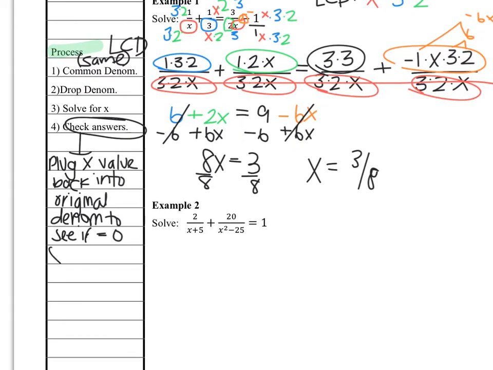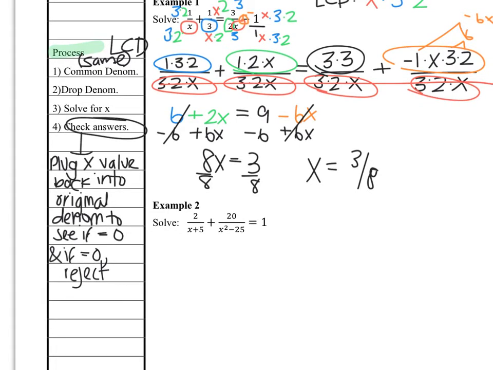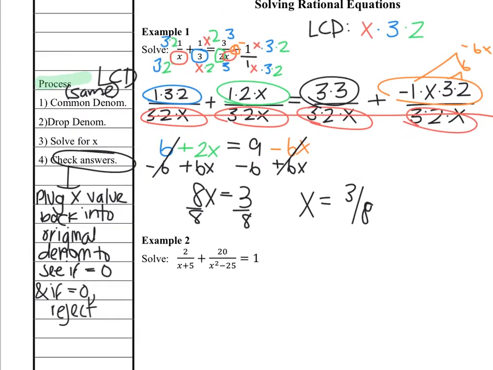And if it does, we reject. So I look way back up top to those original denominators of x, 3, 2x, and 1. And if I were to take my 3/8 x and plug it into any of these denominators here, does it equal out to 0?